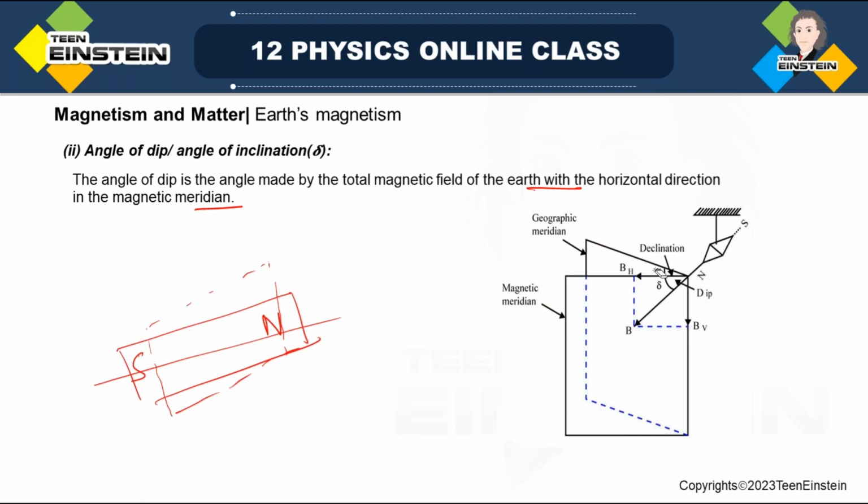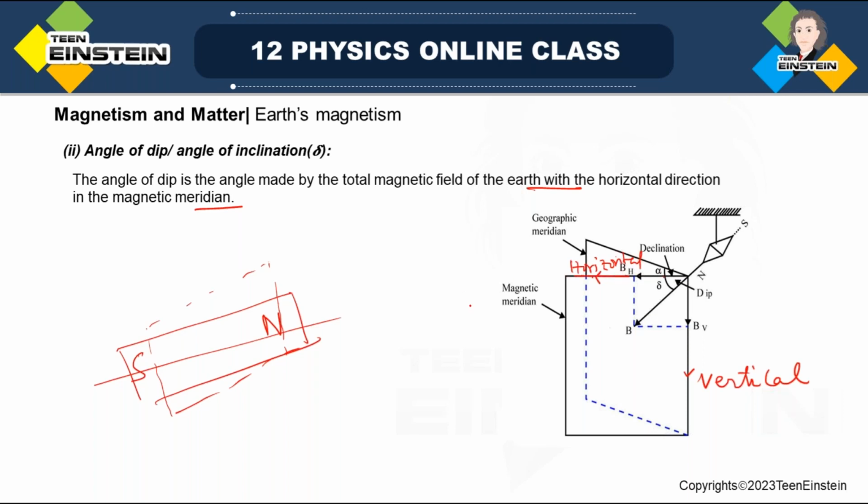Look here, the angle between the magnetic meridian and the geographic meridian is alpha. Now this is the horizontal direction of the magnetic meridian, and this is the vertical direction of the magnetic meridian. Okay, this is the vertical direction, this is the horizontal direction.